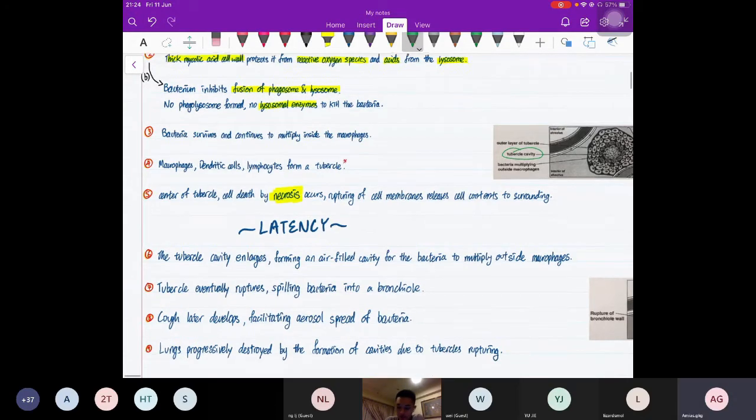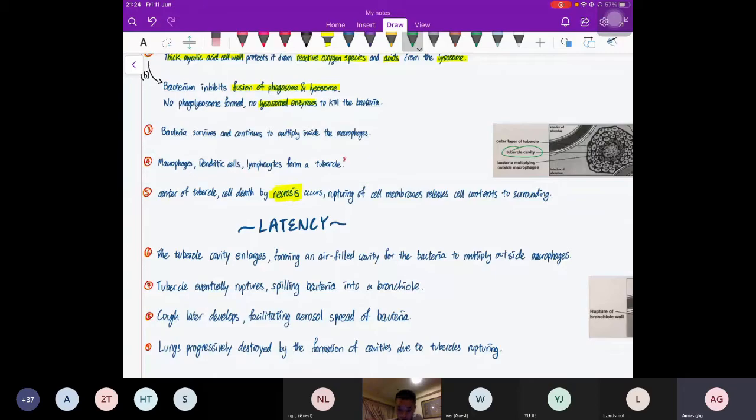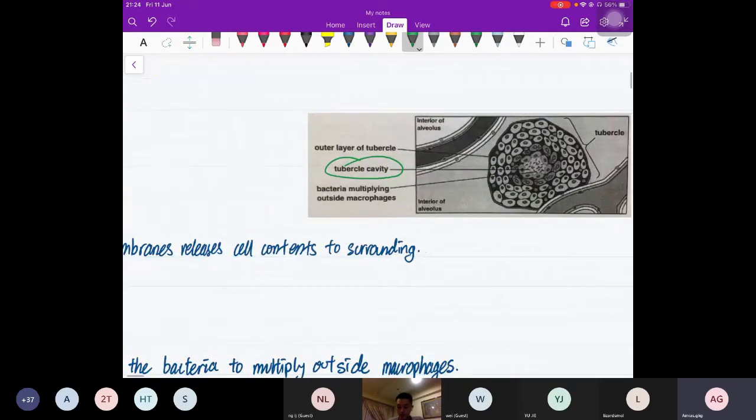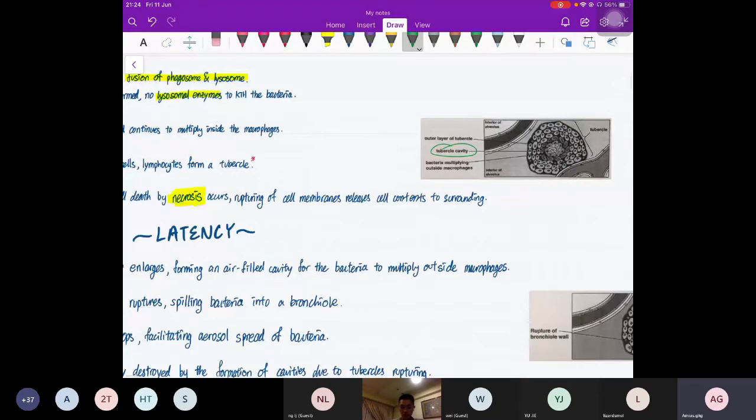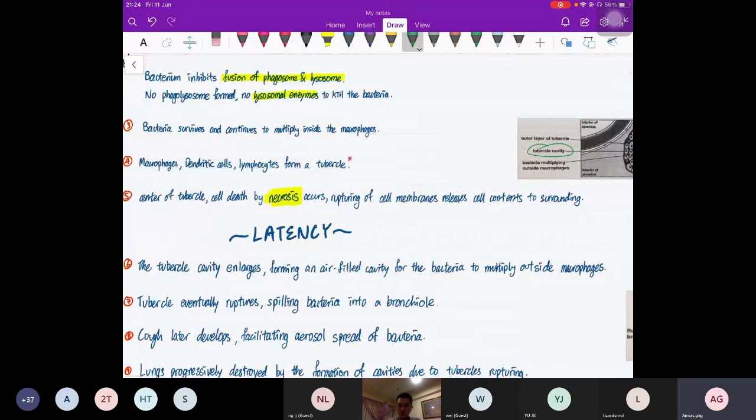During latency, nothing really happens. And then afterwards, suddenly, a chance event: your tubercle cavity enlarges. Now that your cavity enlarges, you have more bacteria inside, more infection, and then more cells die by necrosis, more bacteria form. It's just a snowball effect. So now you have an air-filled cavity at the center of your tubercle so that your bacteria can multiply outside of your macrophage. It no longer has to infect a cell to be able to multiply.